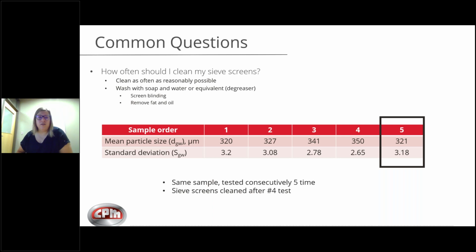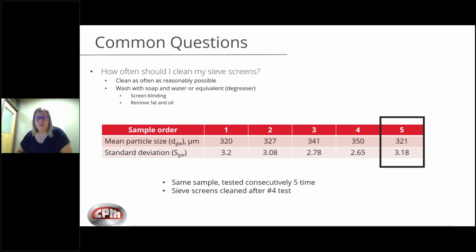Also, if we experience screen blinding or product buildup, that's where we would use washing with soap and water or the equivalent of a degreaser. Once again, we experience product buildup especially on those formulas or ingredients that are high in fats and oils. To demonstrate this, we ran the same sample 5 times consecutively.